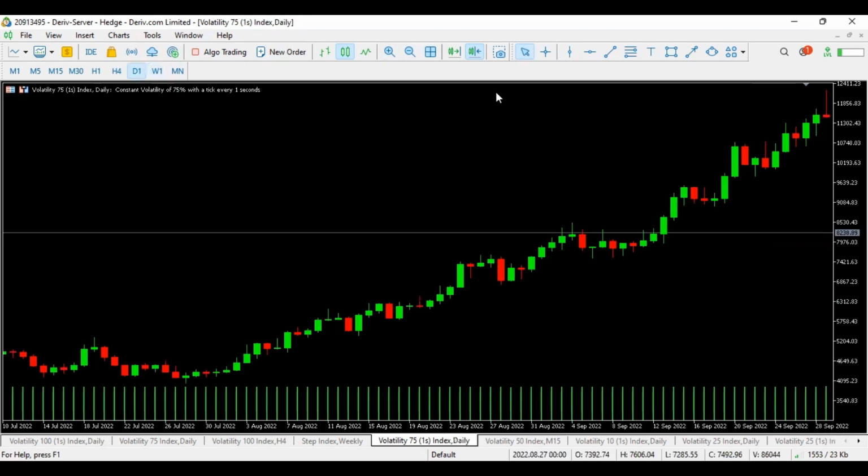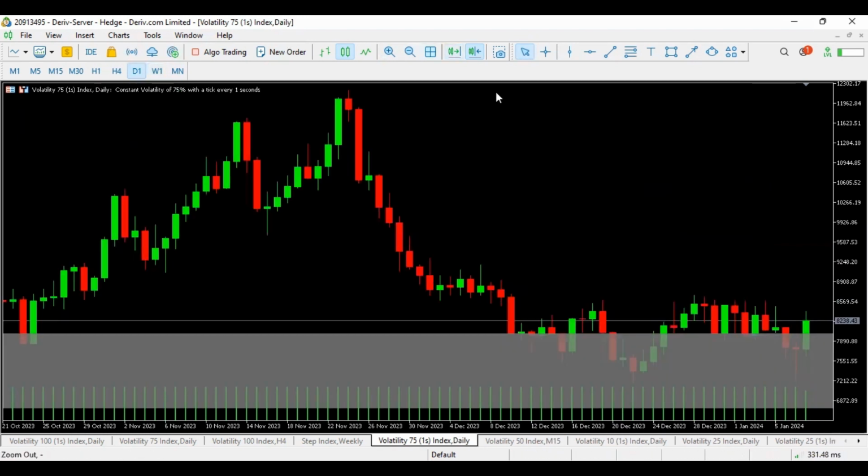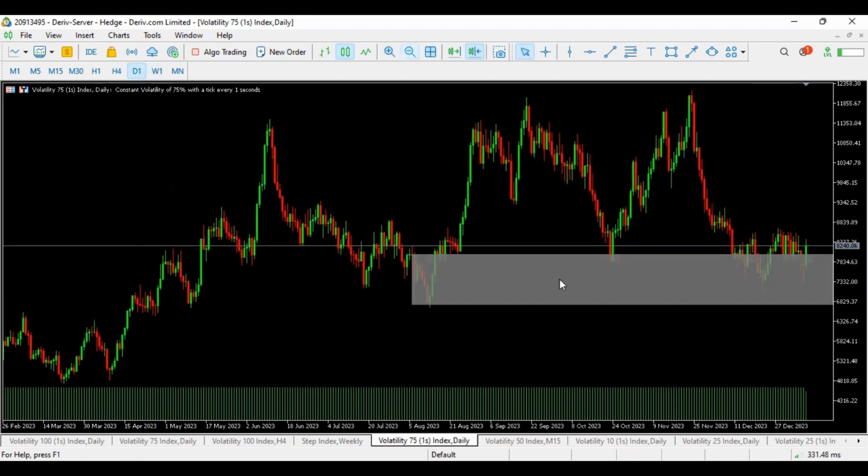So when you go to the daily time frame, I realized that this was what the market was showing. On the daily time frame, if I try to place my lines of sensitivity, I'm going to remove this gray zone so that I can explain something about the lines of sensitivity.